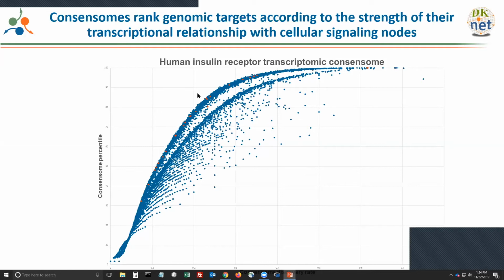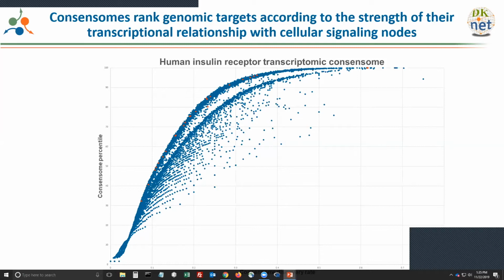Now, just as a technical note here, you're going to notice this interesting two-tailed distribution that we see in many of the consensome scatter plots, where genes of the same discovery rate actually have different consensome p-values and therefore different rankings. The reason for this is that genes in the upper tail were assayed in larger numbers of experiments than those in the lower tail. Therefore, they're assigned a lower p-value due to the increased sample size. So when you look at consensomes, this is one caveat to be aware of.